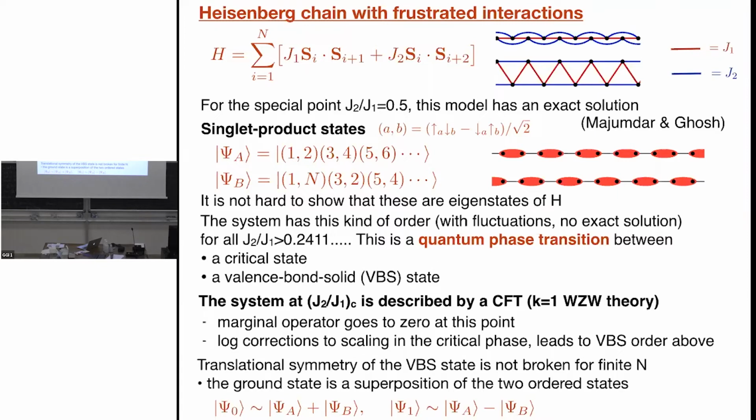And then there will be an excited singlet, which is like this psi a minus psi b. So you have even and odd combinations of those, but they are split by a small gap in a finite chain.